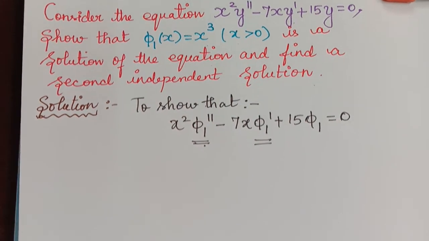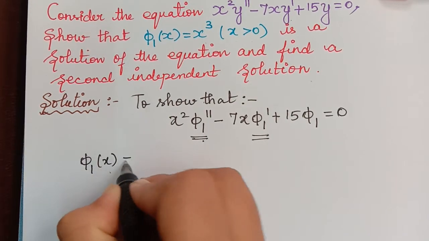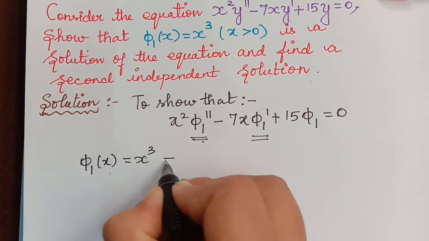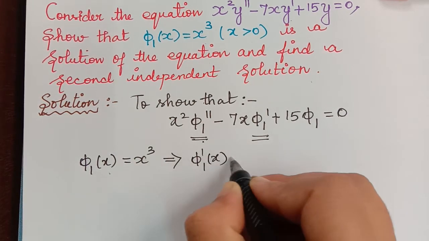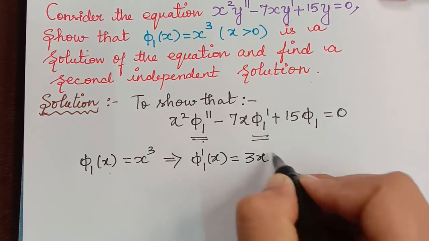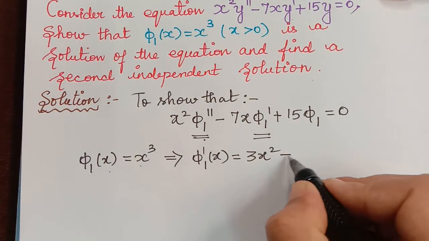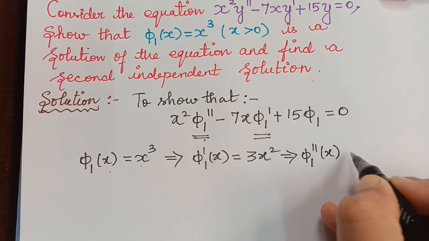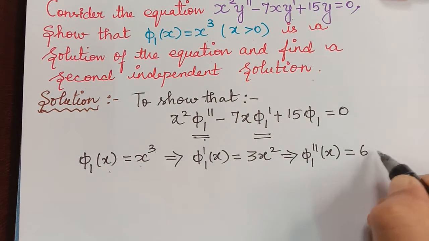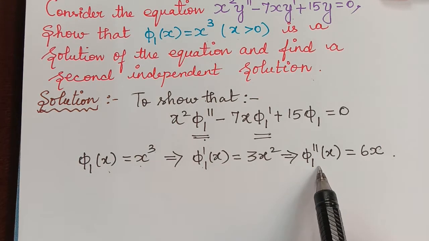Now what is phi 1? Phi 1 is given to be, so phi 1 of x is equal to x cube. So from this we get phi 1 dash to be equal to 3x squared. So on differentiating x cube, we get 3x squared. Again, on further differentiating this, phi 1 double dash of x will be equal to 6x. So now we have obtained phi 1 dash and phi 1 double dash.